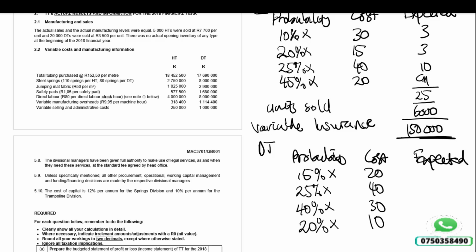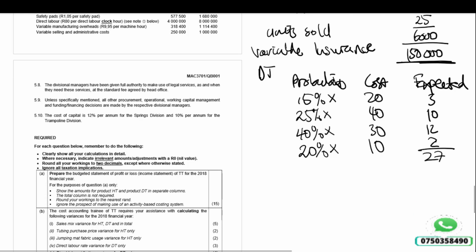So 15% times 20, which is going to give me 3. Then 25% times 40, which is 10, 40% times 30, which is going to be 12, and then 20% times 10, which is going to be 2. Then adding this is going to give me 27. And then how many units? Units sold. Because remember, this is cost per unit.